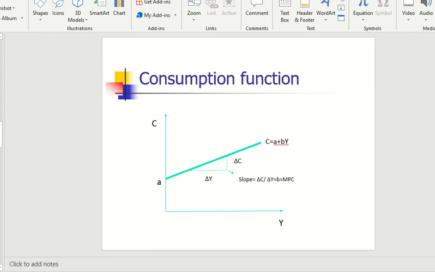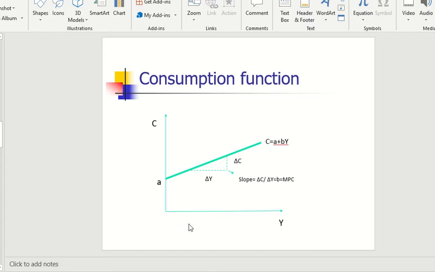Okay? So here, C as a function of income. But because of the assumption that we have made, this Y here can also be equal to real output. Okay? So consumption as a function of income or real output. So this is how a typical consumption function looks like. It is upward sloping. And on the vertical axis, we have the consumption. On the horizontal axis, we have the income or the real output.